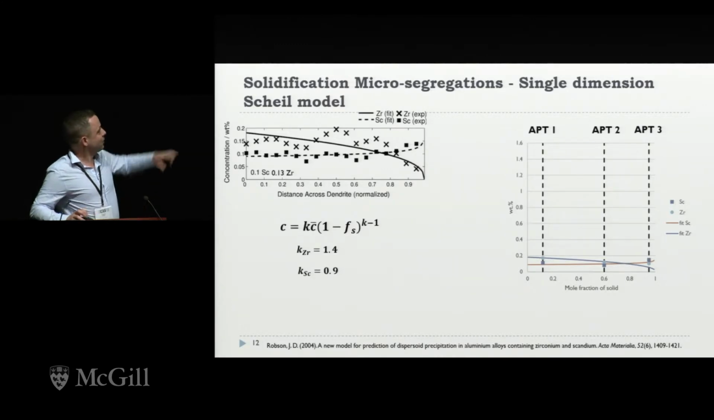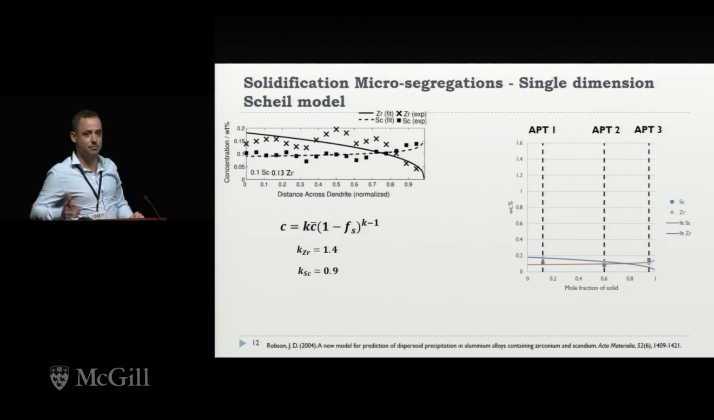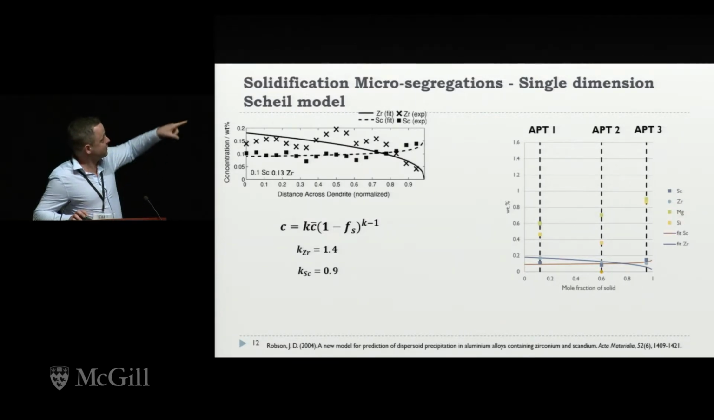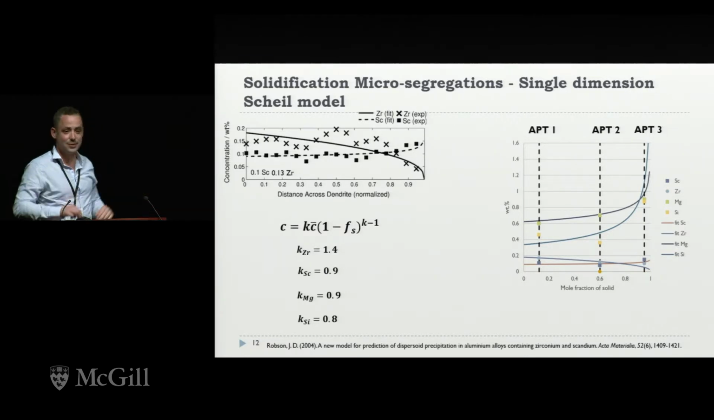And then you can see that if you try to place these 3 atom probe samples, the last sample actually had higher scandium than zirconium, so you had the reverse effect, which made me think that it would be the last one to solidify. If you add the magnesium and silicon content of these 3 atom probe samples and do a fit, that's not the best fit.